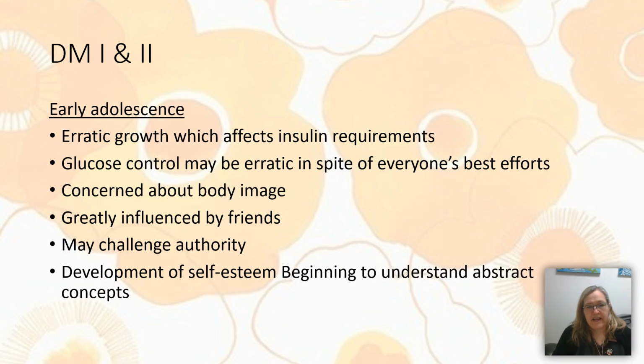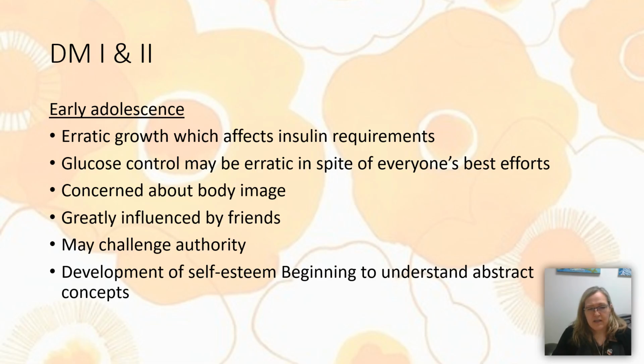In your early adolescent age group, they're having growth spurts, and corresponding with some growth spurts, they could also have episodes of low glucose. The glucose can become erratic at this point because it's hard to calculate what the body's calorie needs are. And they're more and more concerned about their body image. They're influenced by peer pressure more, and they want to challenge authority in this age group.